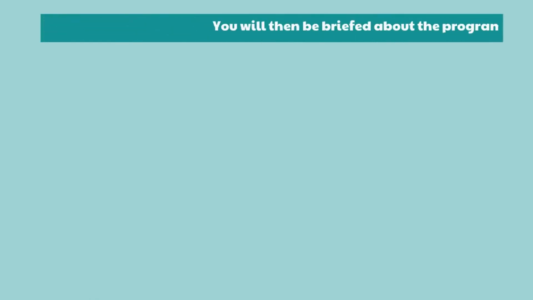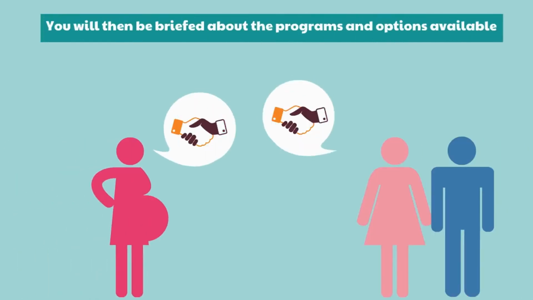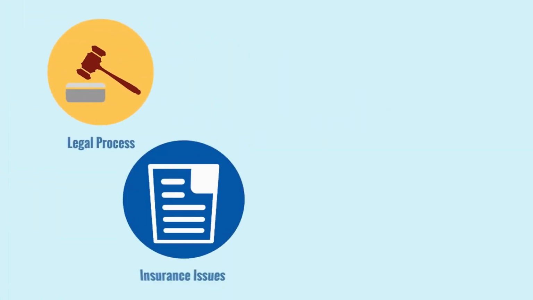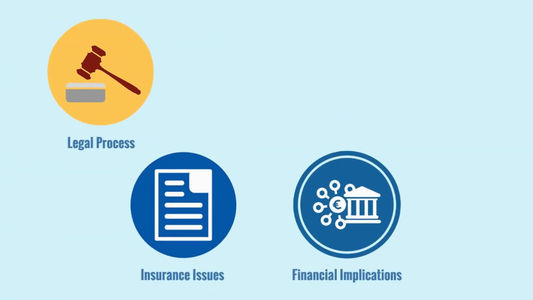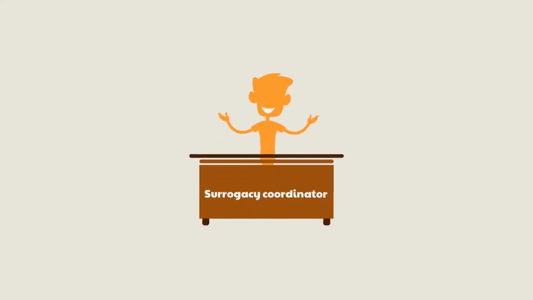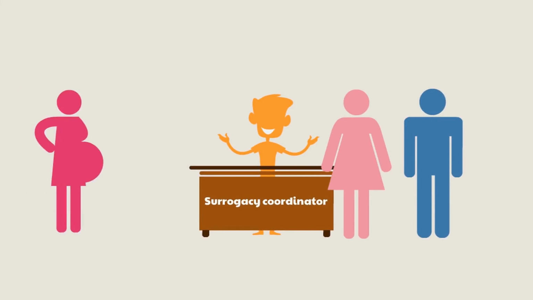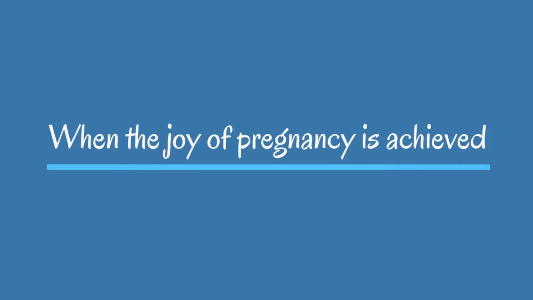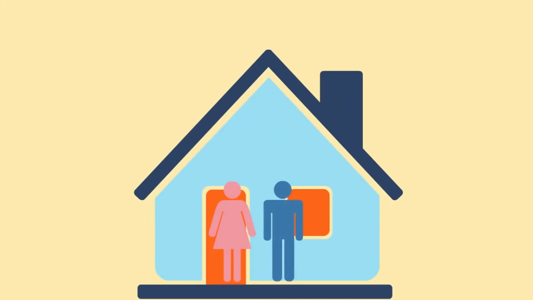You will then be briefed about the programs and options available, the detailed process of matching with a surrogate, the legal process, insurance issues, financial implications, and basic medical information. Once everything is in order and the selection of surrogate is done, introductions between the intended parents and the surrogate are facilitated. When the joy of pregnancy is achieved, you and your surrogate are prepared to welcome your child home.